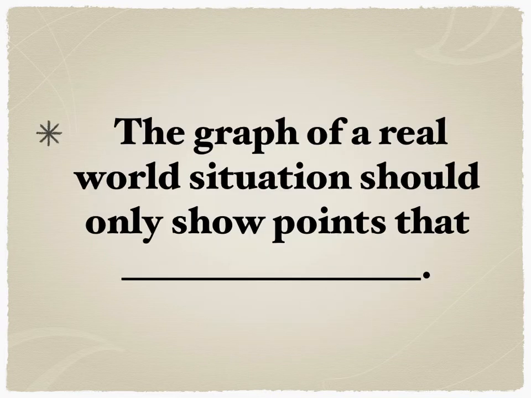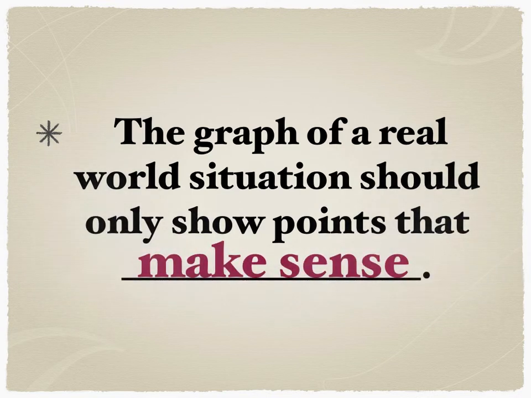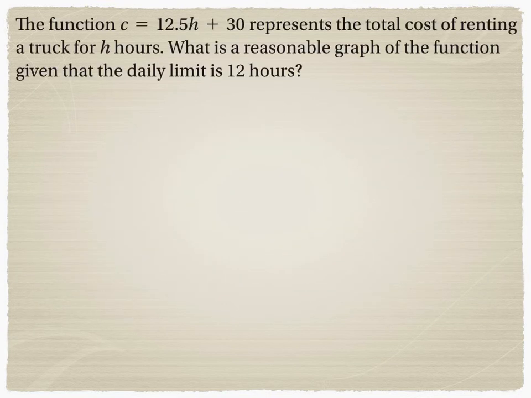The graph of a real world situation should only show points that make sense. So let's talk about that with this next example. It says the function c equals 12.5h plus 30 represents the total cost of renting a truck for h hours. What is a reasonable graph for the function given the daily limit is 12 hours?